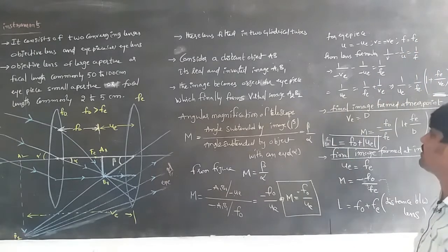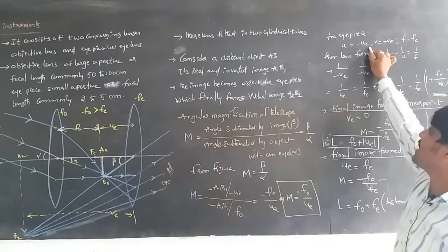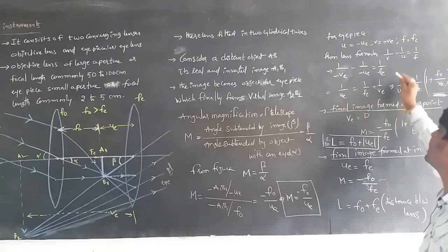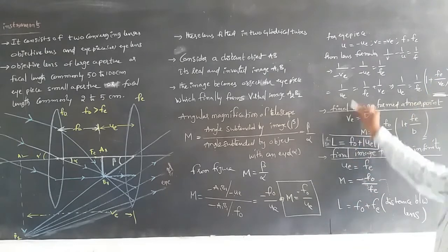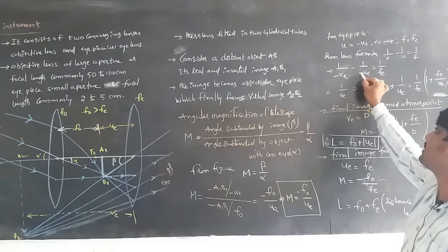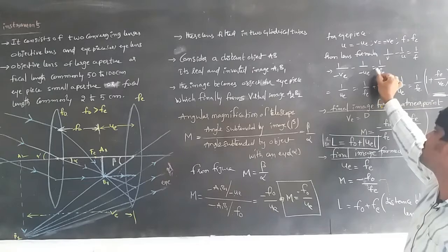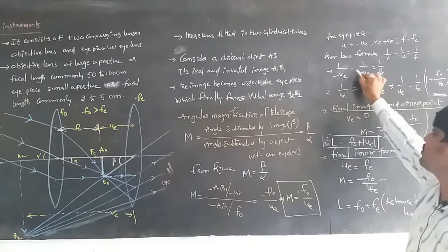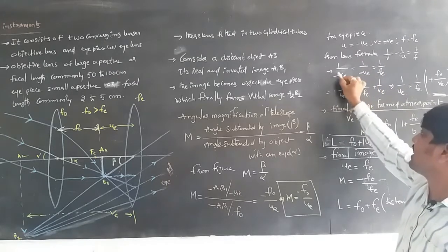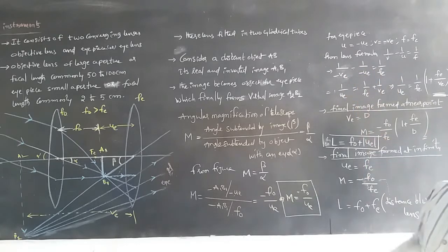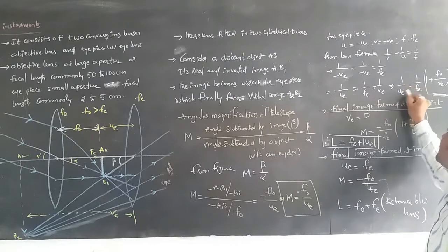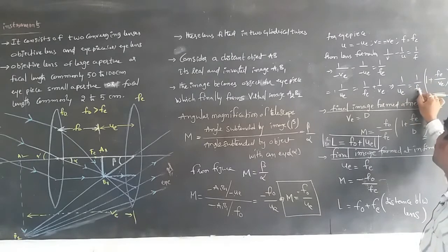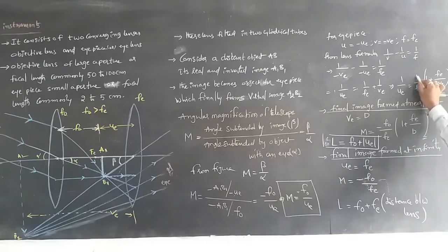By substituting these values in the lens formula, 1 by V minus 1 by U is equal to 1 by F, that is, 1 by minus VE minus 1 by minus UE is equal to 1 by FE. Minus into minus gives plus. Then taking 1 by minus VE to the other side, it becomes plus. So 1 by UE is equal to 1 by FE, taking it as common, 1 by FE times 1 plus FE by VE.